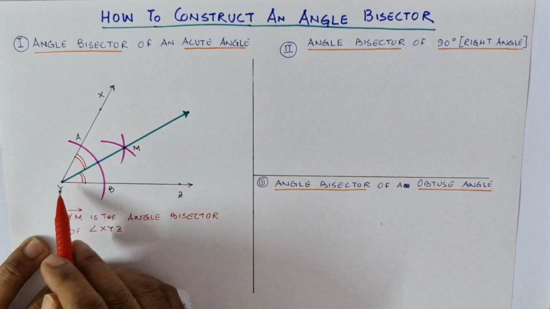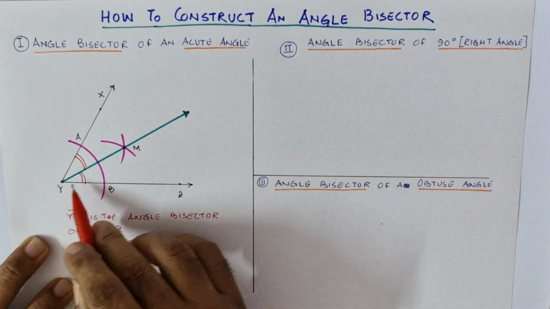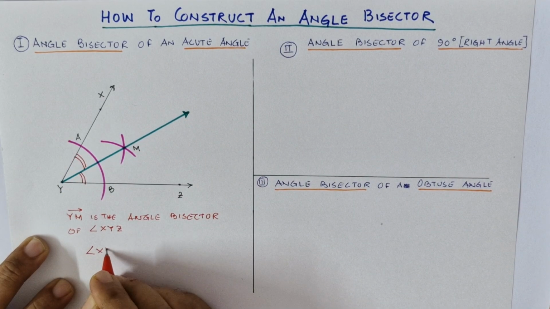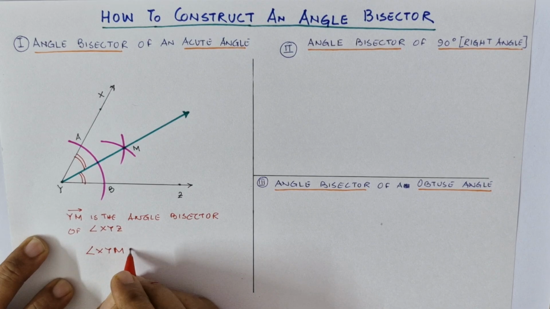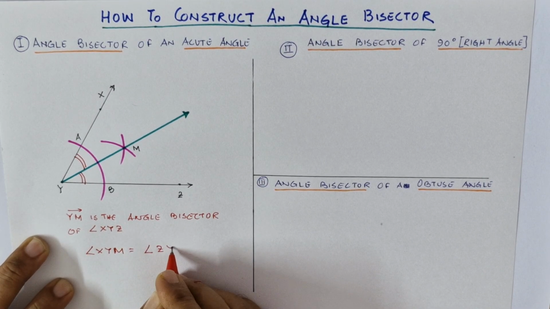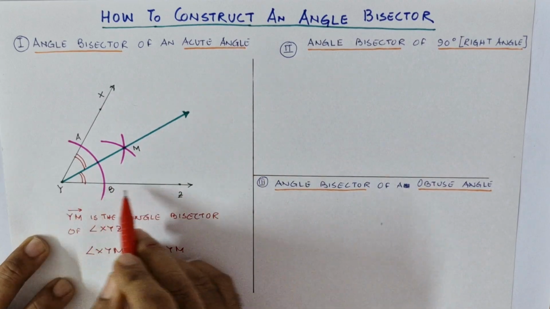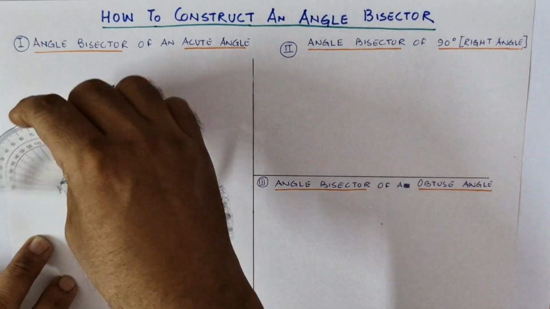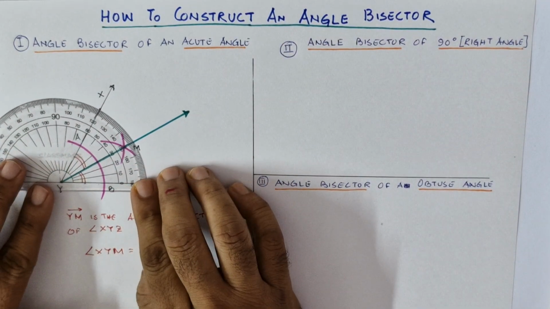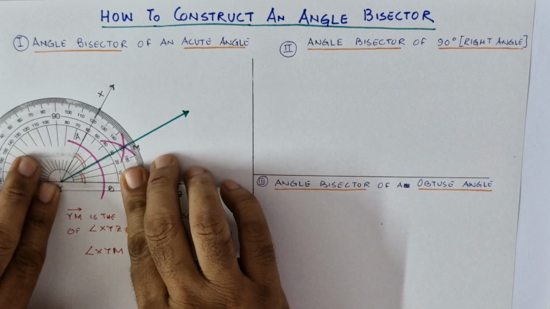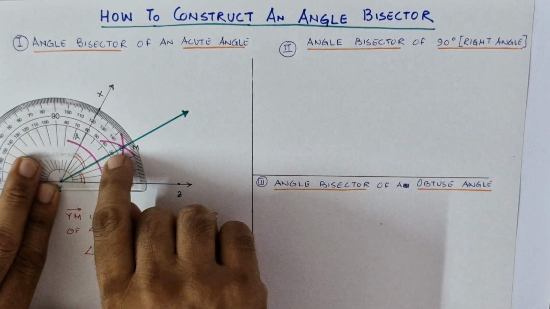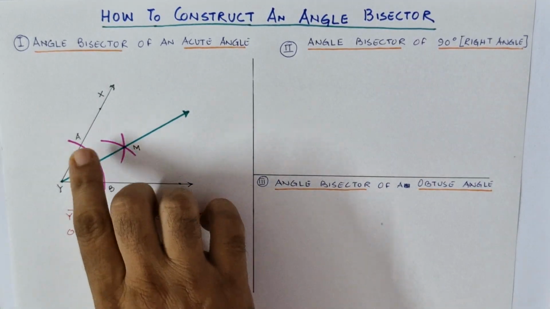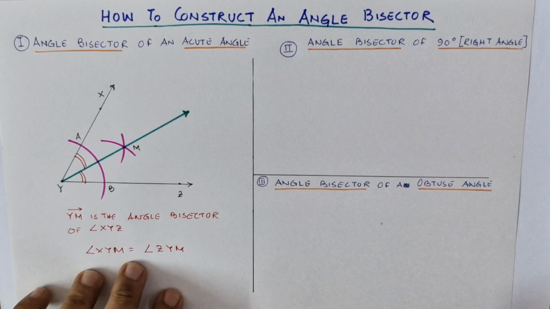Therefore, as we have divided angle XYZ into two equal halves and YM is the angle bisector, we can write angle XYM is equal to angle ZYM. So this angle is equal to this angle. Got it? So let's check it out. We have drawn 60 degree, right? Now see, this is 30 degree. On the protractor, you can check it out. This is 30 degree. So this is equal to this. So we have successfully bisected the given angle.